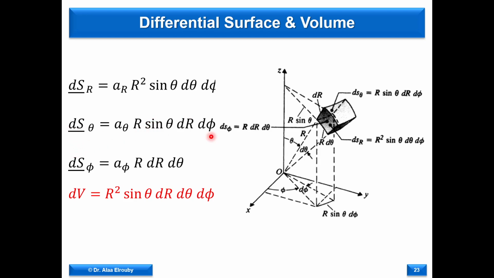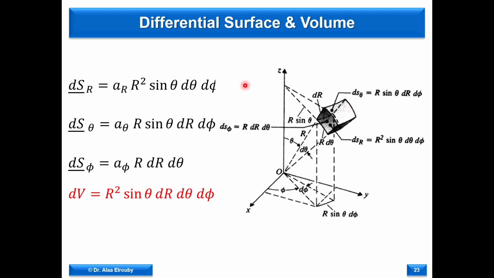In the theta direction, which is this part here that's going down, the length is r sine theta d phi multiplied by dr. The third one, which is the phi direction, is this surface here, the surface on the other side, similar to this one. The area equals dr multiplied by r d theta, and it is in the phi direction. So we're talking about the hidden side here.